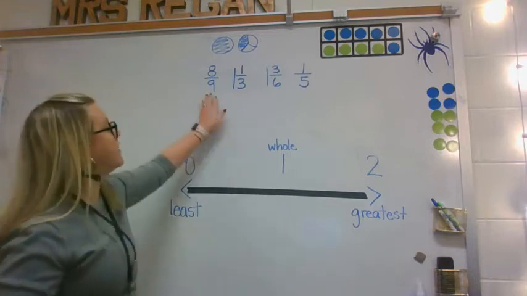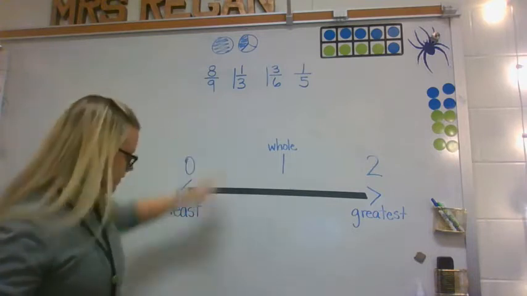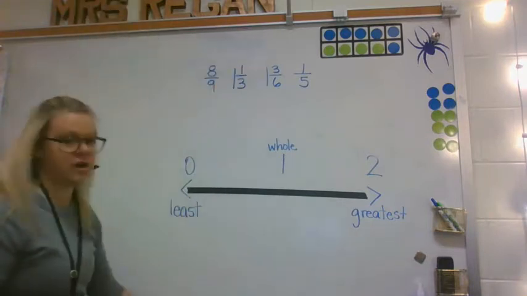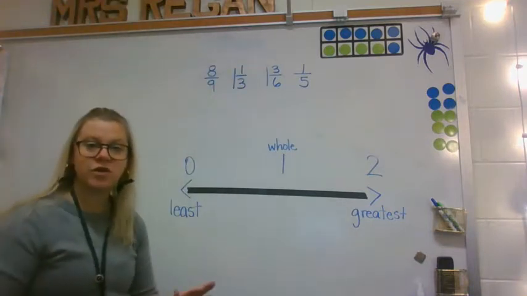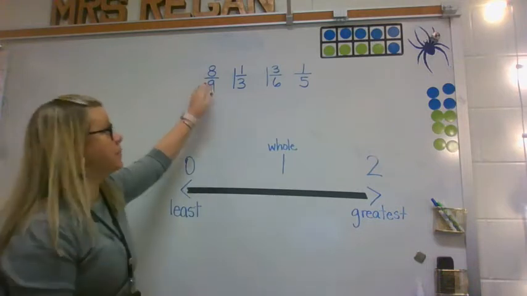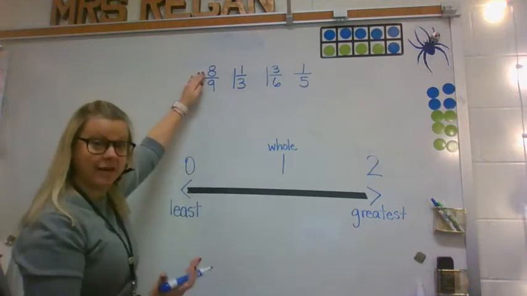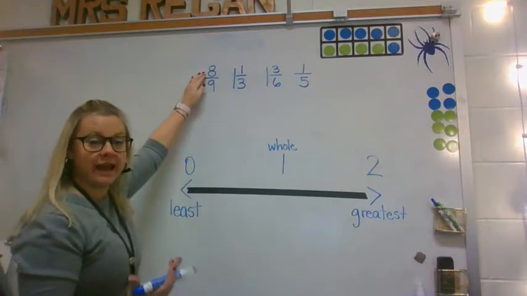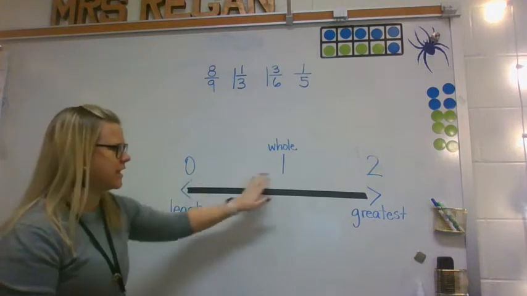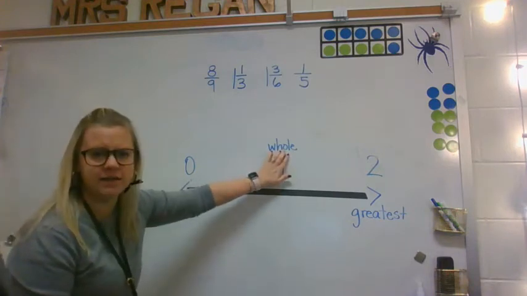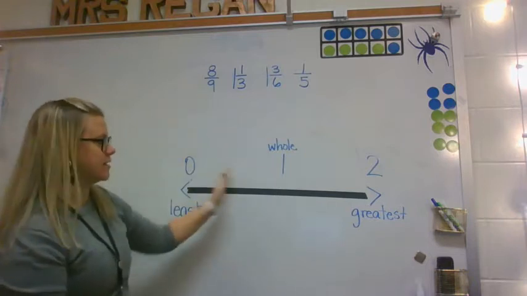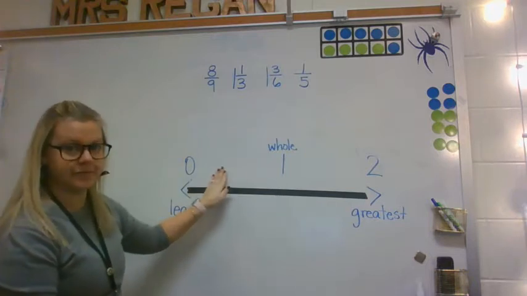So let's just look. 8/9. Think about that fraction. You have a couple things. You could look at the numerator and the denominator, compare if I have 9 pieces of pizza and I ate 8 of them. I ate 8 pieces out of the 9. Did I eat a little bit or did I eat almost a whole pizza? There's no 1 here, so I know it's less than a whole, so it's somewhere along here.